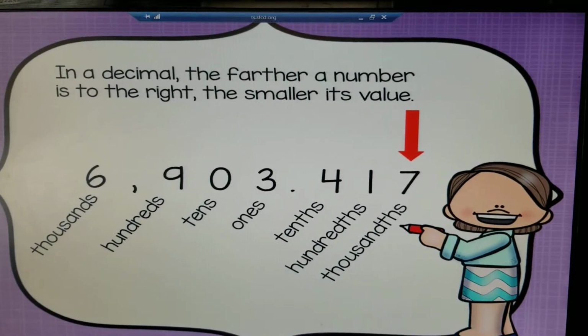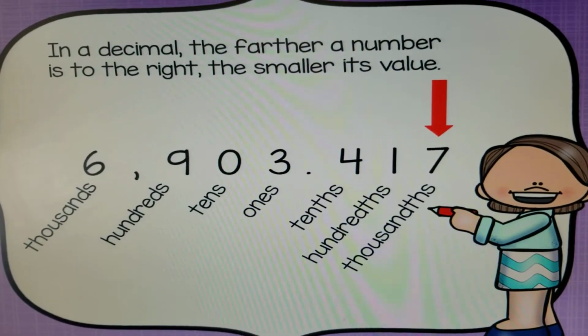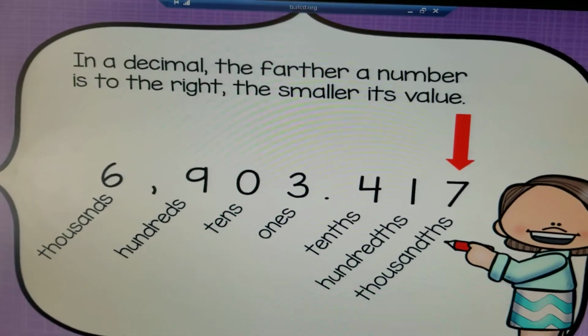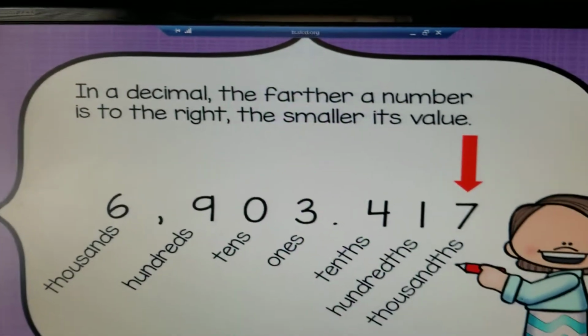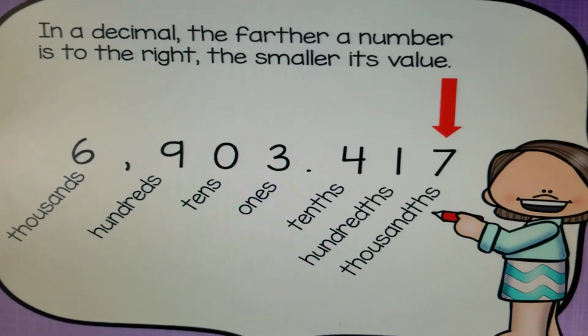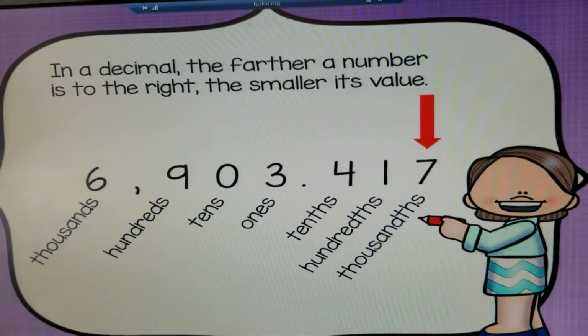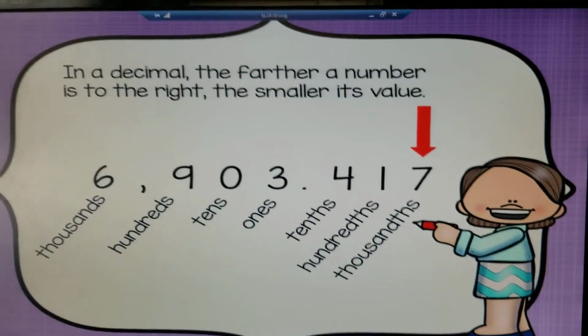In a decimal, the further a number is to the right, the smaller its value, which is something we also talked about yesterday. The 7 is in the thousandths place, so it is the smallest value. The 6 is in the thousands place, so that would be the greatest value.